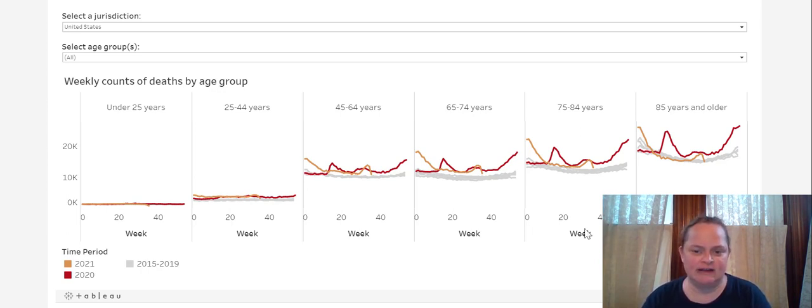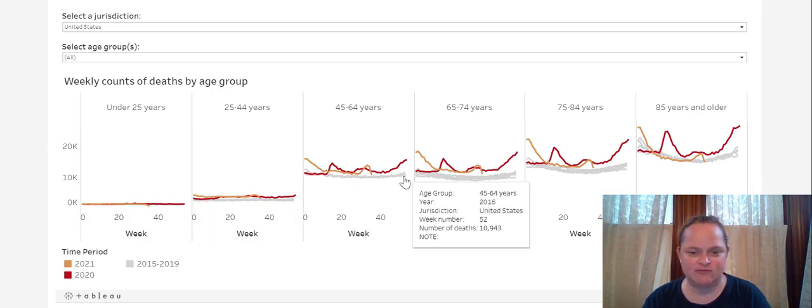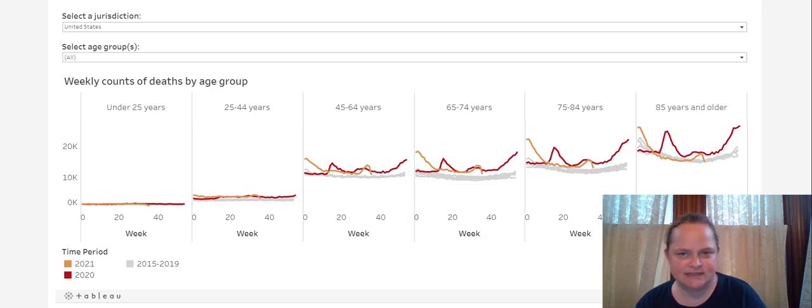What we're seeing here, for each of these age groups, you have a set of gray lines, 5 gray lines representing 2015 through 2019, and the levels are weekly deaths. So it's a line graph of weekly deaths. First, the gray lines give you a visual of what mortality looked like for that group in recent normal years, and then a red line for 2020 and an orange line for 2021.